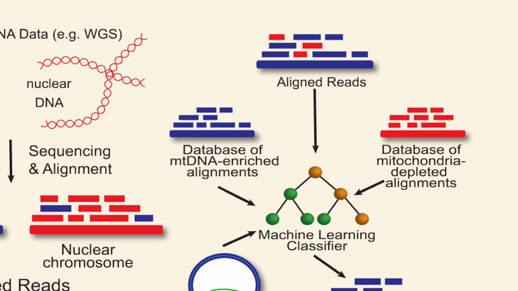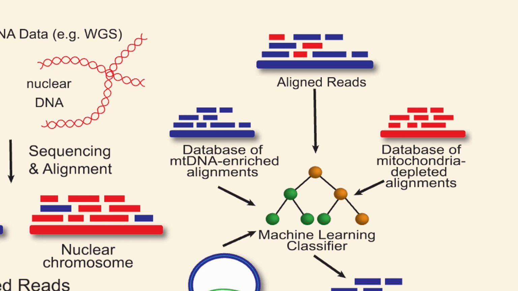So to get a database of mitochondrial enriched alignments, what we did was we enriched the mitochondrial DNA from the samples, and then we did Illumina sequencing on it. But we did a more accurate form of sequencing because we used 2 by 300 reads as opposed to 2 by 150 reads to be able to enrich for mitochondrial DNA. And then we sequenced that, and that represented our positive training set for the machine learning classifier.